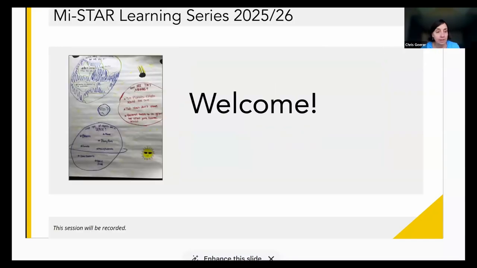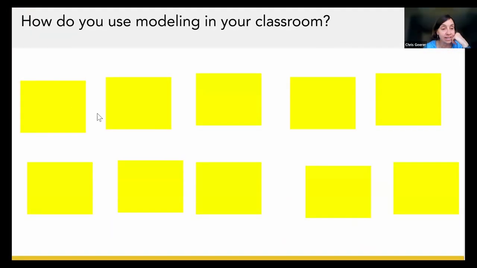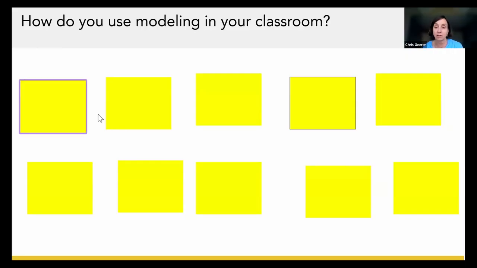Welcome. Most of you know me, or all of you know me. I'm Chris Gear, MyStar's professional learning coordinator, and we're going to get rolling here with how you use modeling in your classroom. These are just text boxes made to look like sticky notes. So grab a text box and let us know how you are using modeling right now in your classroom.